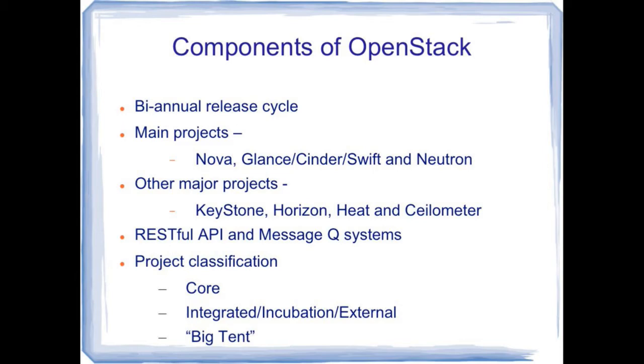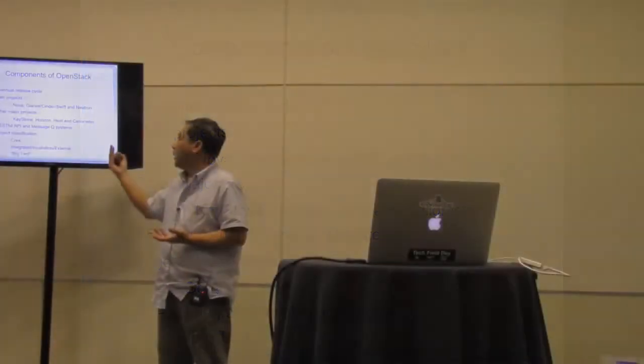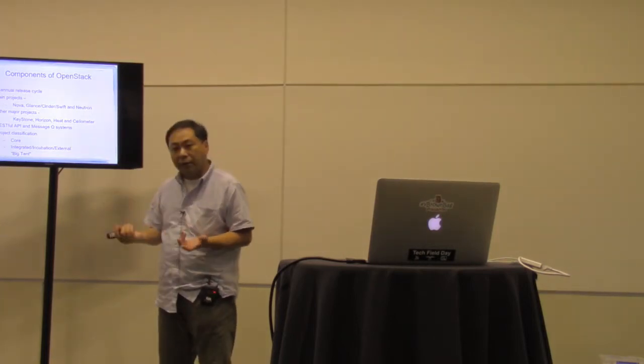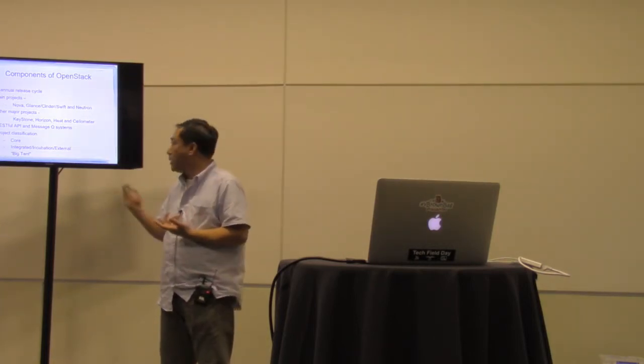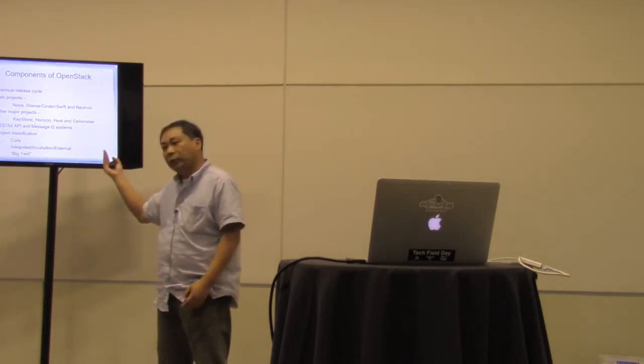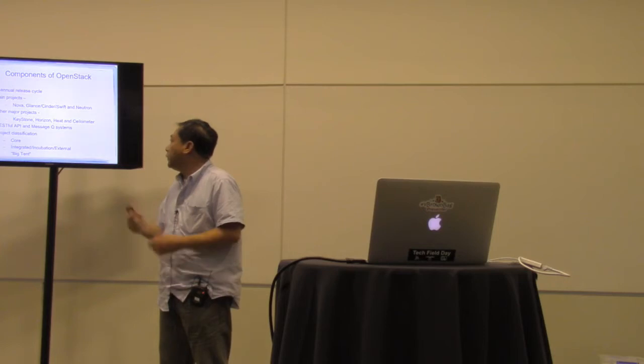The components in OpenStack are divided into projects. Usually, if you are very new to OpenStack, you may get confused because the project names are very specific. For Nova, probably you cannot guess what this is, but you have to look it up. Nova is for compute. For storage, we have three different projects: Glance for images, Cinder for block storage, and then Swift for object storage.